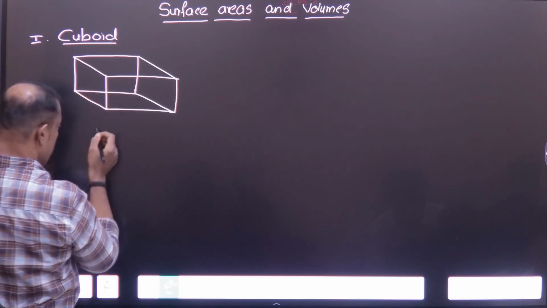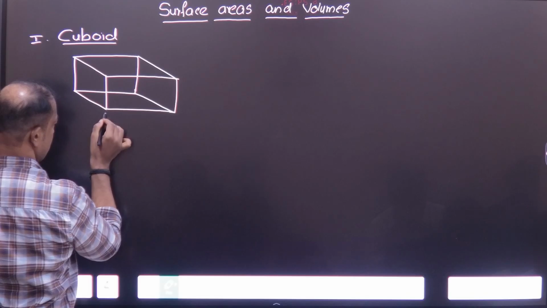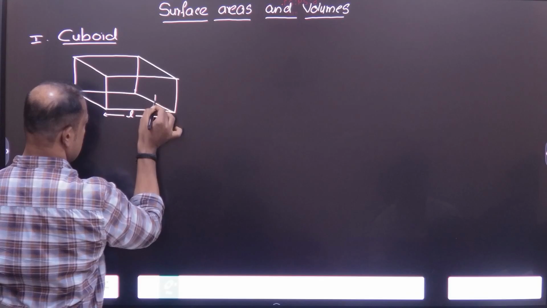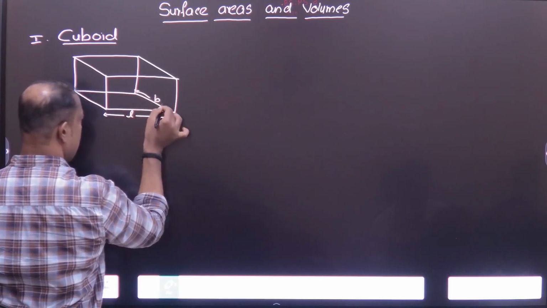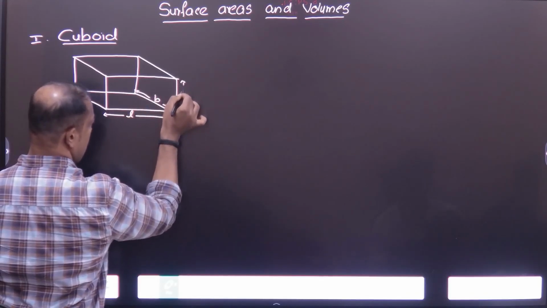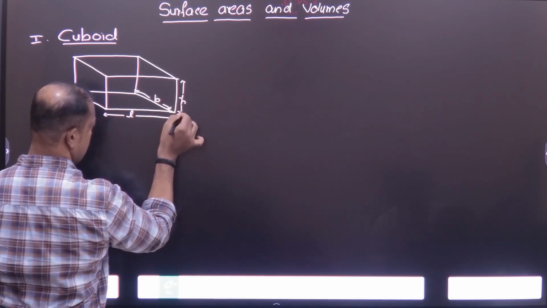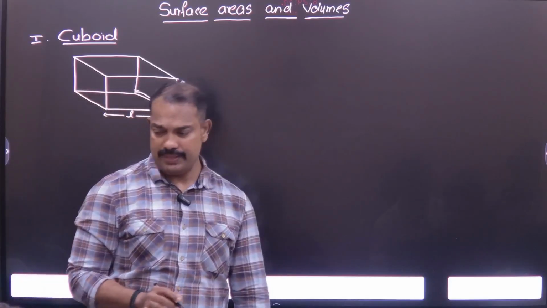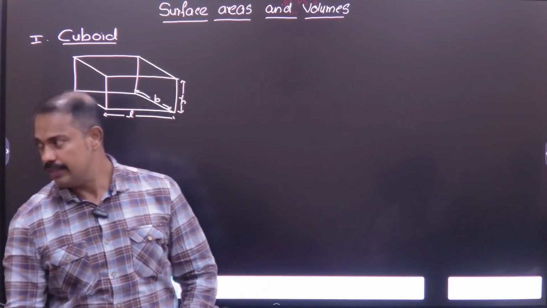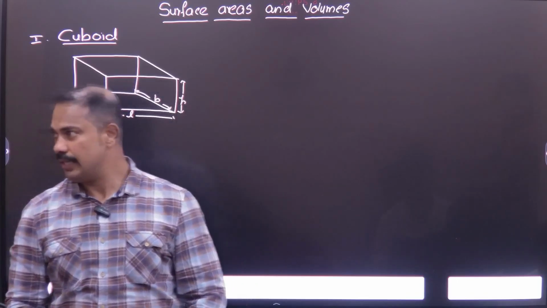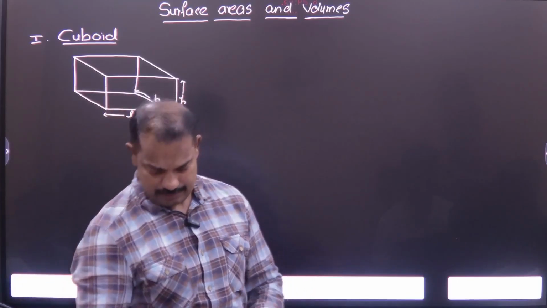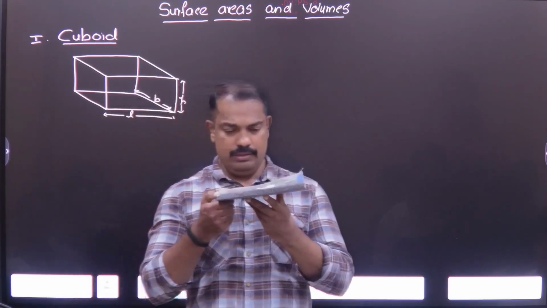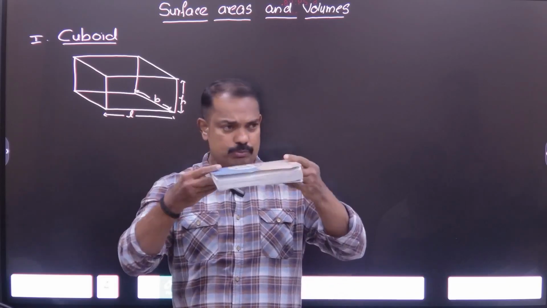In the case of a cuboid, it's a box, a length, breadth, and height are given. Length L, breadth B, and height H. This is a cuboid, and this book is a cuboid.